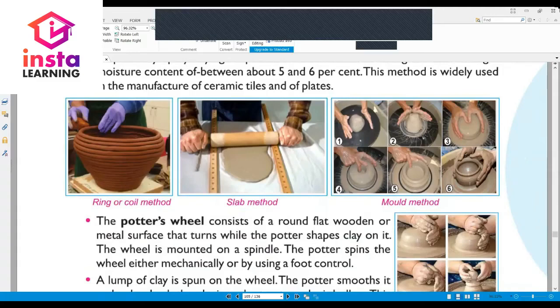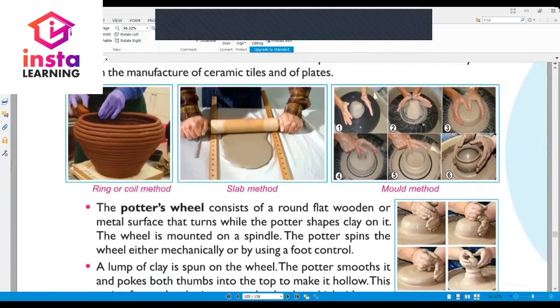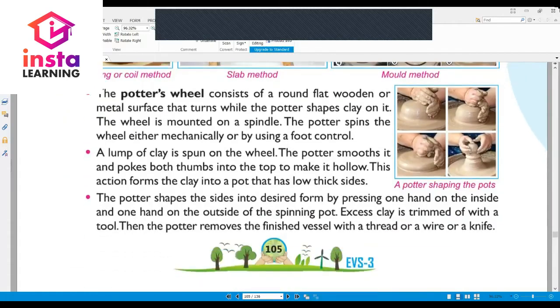The potter's wheel, you can see the pictures here. It's lovely. You can see the mold method, the slab method, the ring or the coil method here. The potter's wheel consists of a round, flat, wooden or metal surface that turns while the potter shapes clay on it. The wheel is mounted on a spindle.